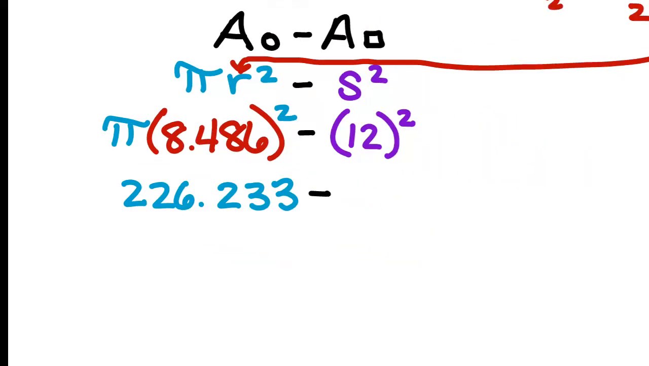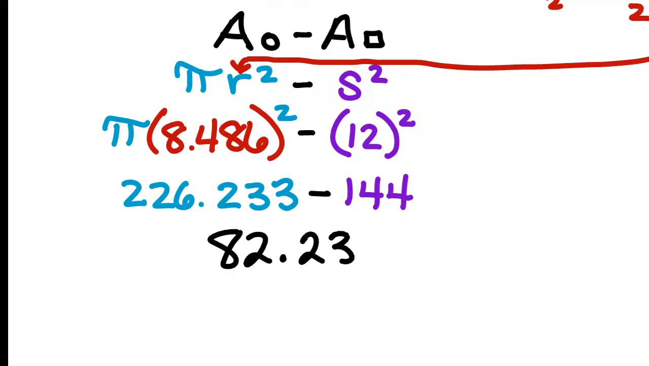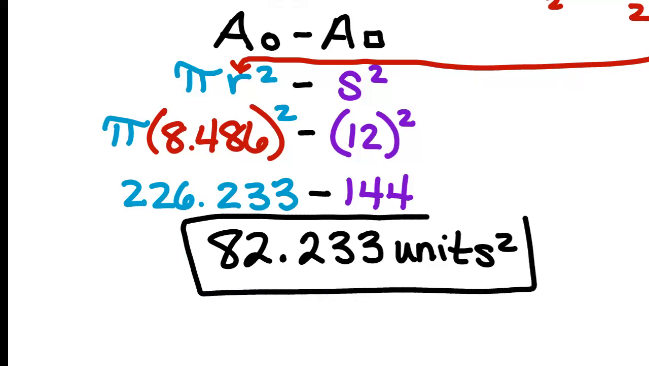Minus 12 squared, which is 144. So when I subtract those two, I get approximately 82.233. They didn't give me units in the problem, so I would label this as units squared. Remember, the squared does not go on the number, it goes on the units.